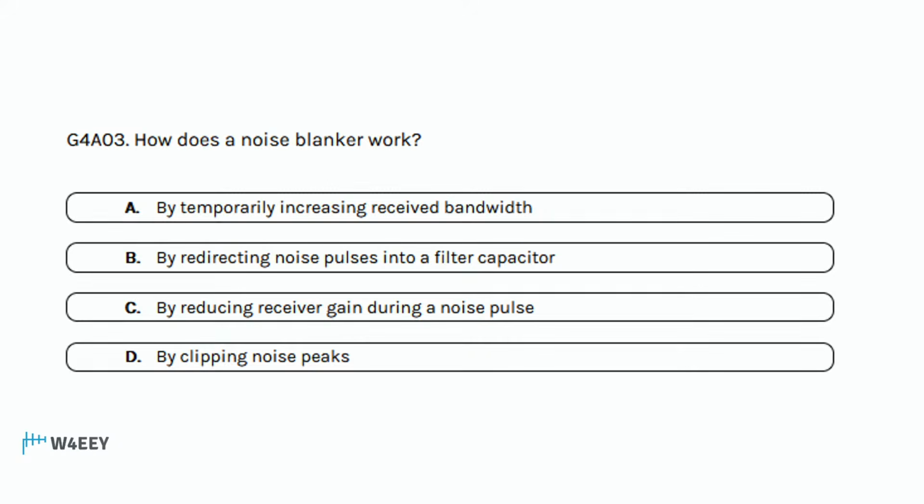And how does a noise blanker work? Bravo. Not Bravo. I called it squelching, but it's by reducing receiver gain during a noise pulse. It senses when the noise pulse is and reduces gain briefly during that noise pulse.